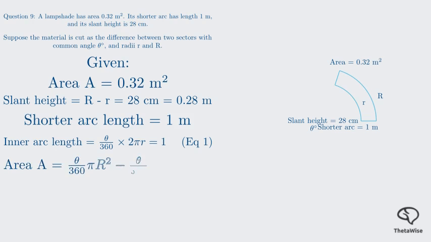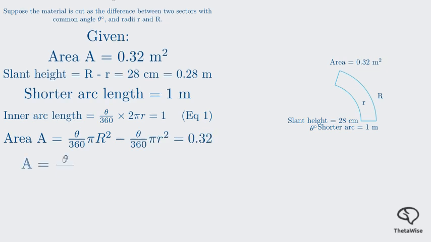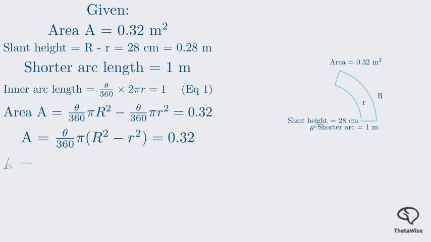The smaller sector has radius r, so the area is theta over 360 times pi times the quantity r plus 0.28 squared minus theta over 360 times pi r squared. We can factor this to get theta over 360 times pi times the difference of squares. R squared minus r squared equals 0.32. This simplifies to 0.32 equals theta over 360 times pi times the sum of the radii, R plus r, times their difference, R minus r.